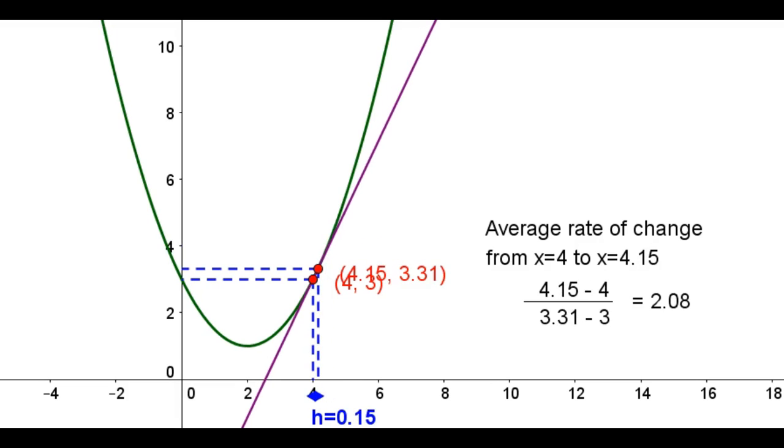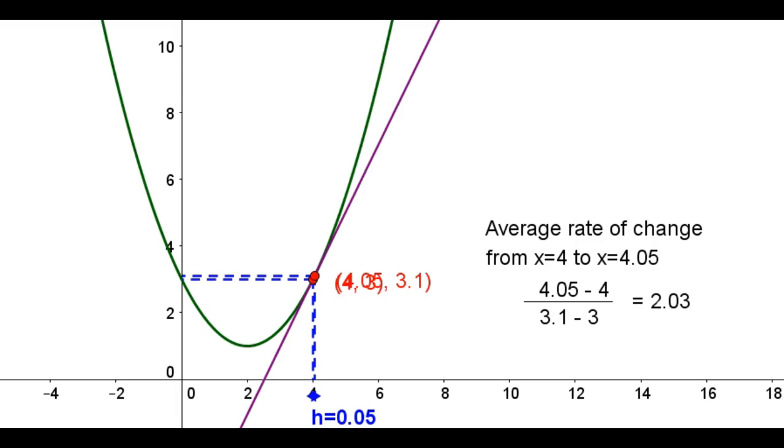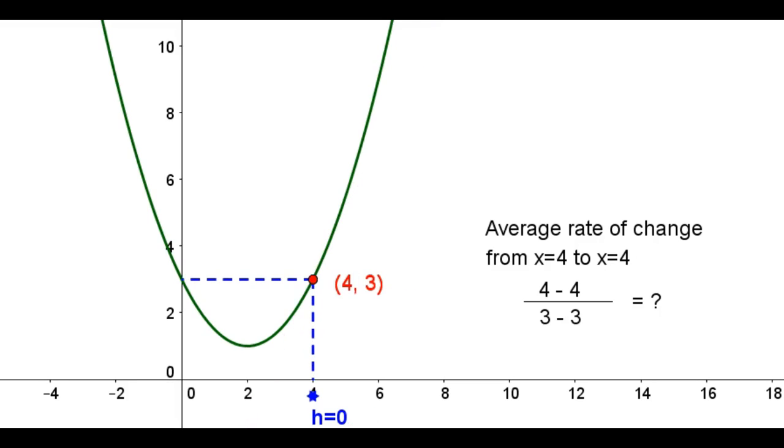So let's get these really, really close to each other. So h is 0.05 at this point. Our points are very close together. And look at what the slope of that secant line is right now. It's almost 2. So what do you think is going to happen when we put those points right on top of each other, and instead of having a secant line, we have a tangent line?